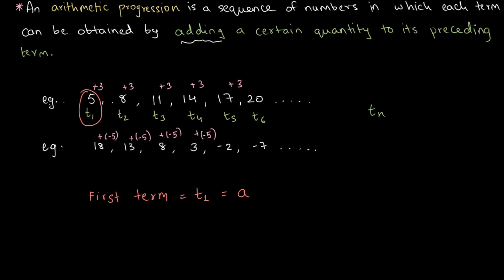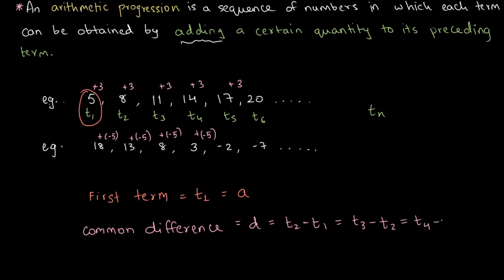The difference between any two consecutive terms in an AP is always the same, and this difference is called a common difference, right? We will denote it with the letter d, and the common difference can be calculated by the difference of any two consecutive terms, so T2 minus T1, or T3 minus T2, or T4 minus T3, and so on, right? The difference between any two consecutive terms will always be the same in an AP, and we are going to refer to it as the common difference, right?